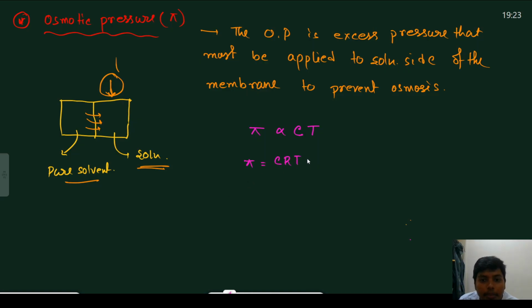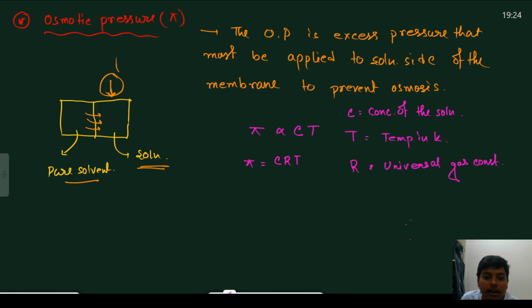Now, what is R? First of all, what is C? C is concentration. Concentration of the solution. What is T? T is temperature in Kelvin. Now, what is R? R is universal gas constant. You know this. You know what is universal gas constant?